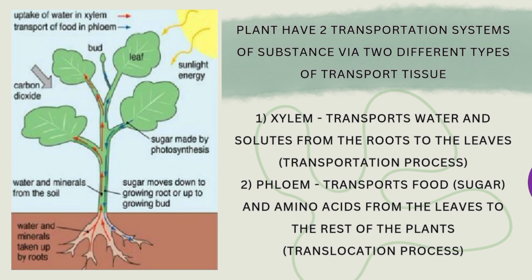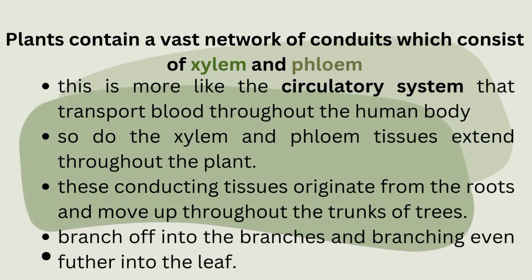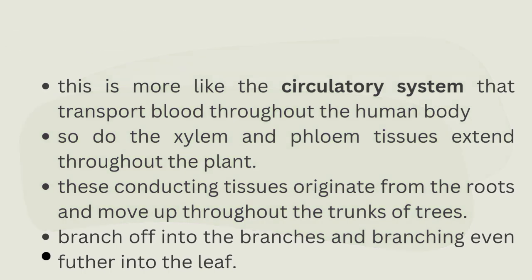the translocation process. As we know, plants contain a vast network of conduits which consists of xylem and phloem. This is more like the circulatory system that transports blood throughout the human body. So do the xylem and phloem, but in plants. This conducting tissue originates from the roots and moves out throughout the trunks of trees, and it will branch off even further into the leaf.